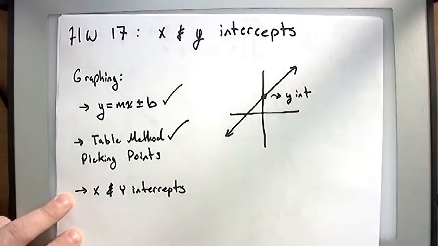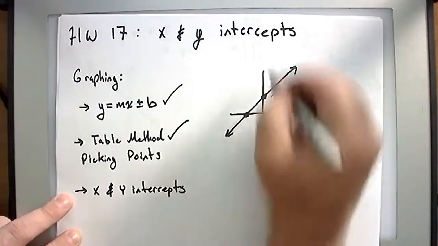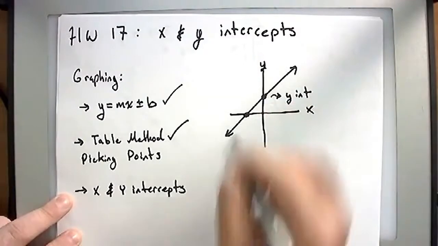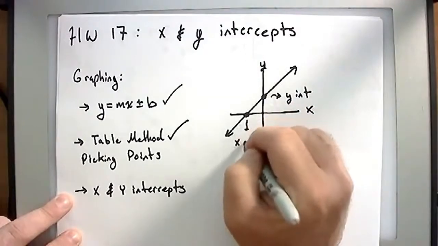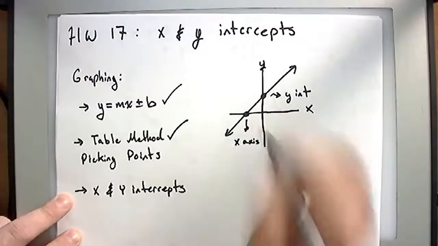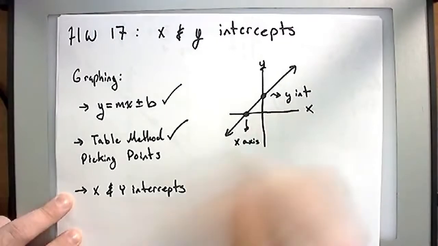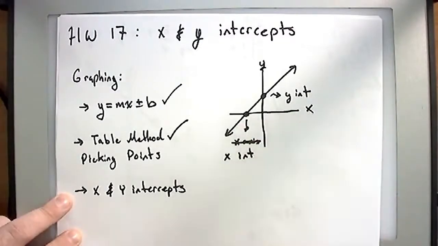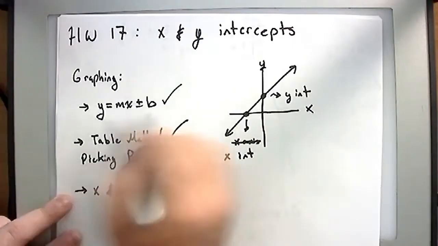Well, it also has an x-intercept, doesn't it? Because it crosses, let me mark the axis for you too. It crosses the x-axis somewhere as well, doesn't it? We haven't talked much about this because the x-intercept isn't really part of y equals mx plus b. Sorry, x-intercept, on the x-axis. We haven't talked much about it because it doesn't have anything to do with y equals mx plus b, right?